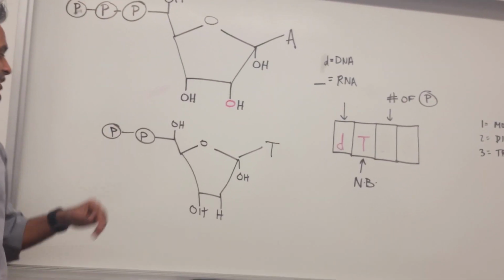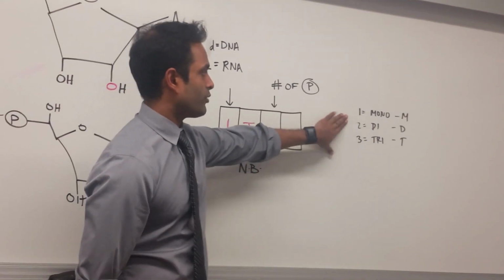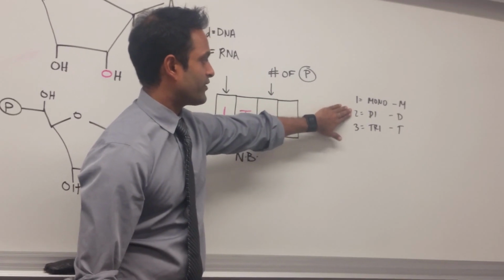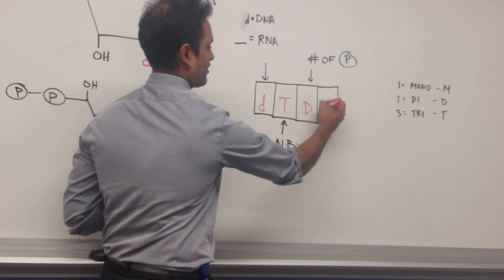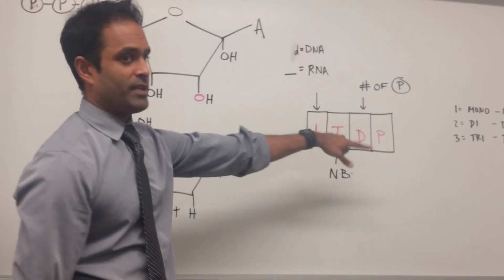Then we count the number of phosphates. Here we have 2 phosphates. That means we're going to go over here to our code. 1 is mono, 2 is di, 3 is tri. Since we have 2, we're going to use the letter D. And then we're going to finish this off with phosphate. So this is a deoxy TDP.